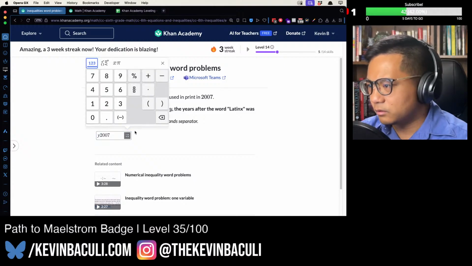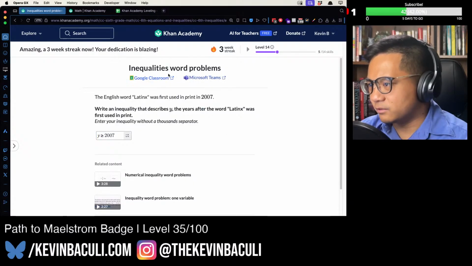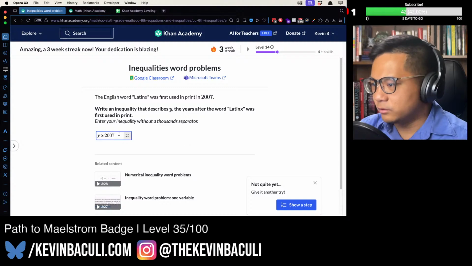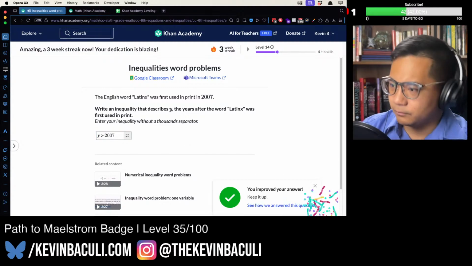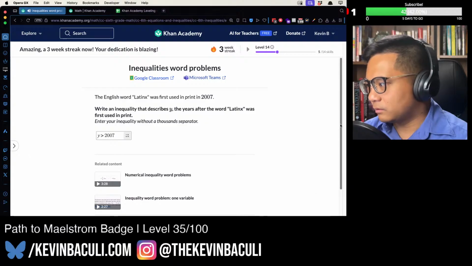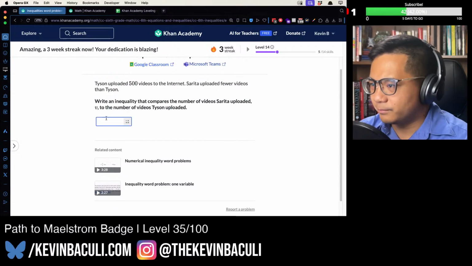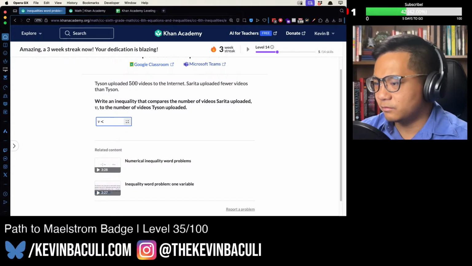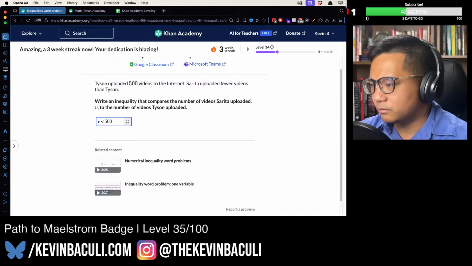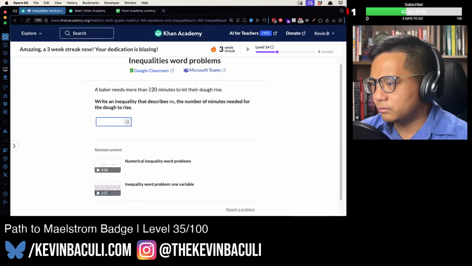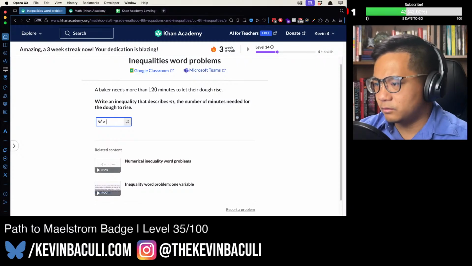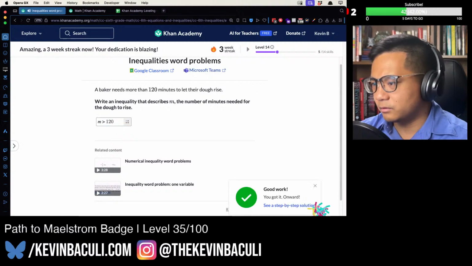Used in print in 2007, so that means it was 2007. Dude, come on. In print. Whatever. Oh, fuck it. Whatever. Fee is less than 500. M is greater than 120.